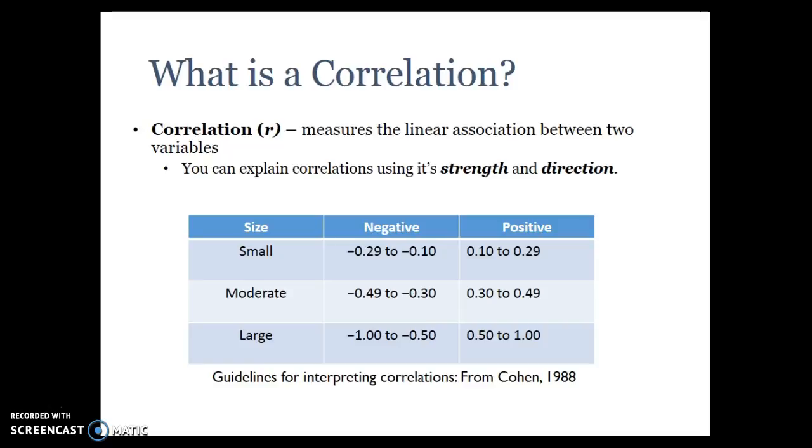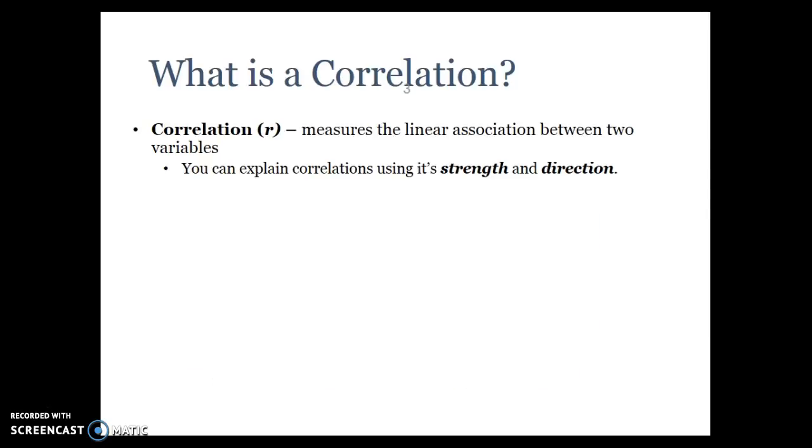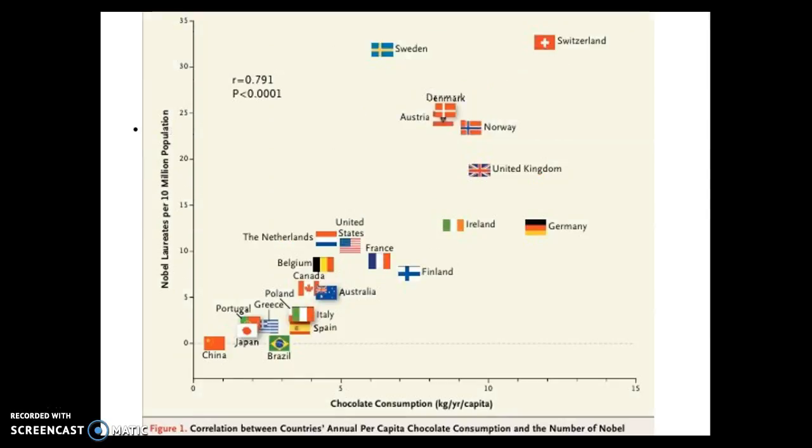The last big thing about correlations is you need to remember that correlation does not equal causation. And you can see that nicely here in this particular figure. On our x-axis, we have chocolate consumption. And on our y-axis, we have the number of Nobel Prize winners. Okay? And as you see, the countries that consume more chocolate, they tend to have more Nobel Prize winners.